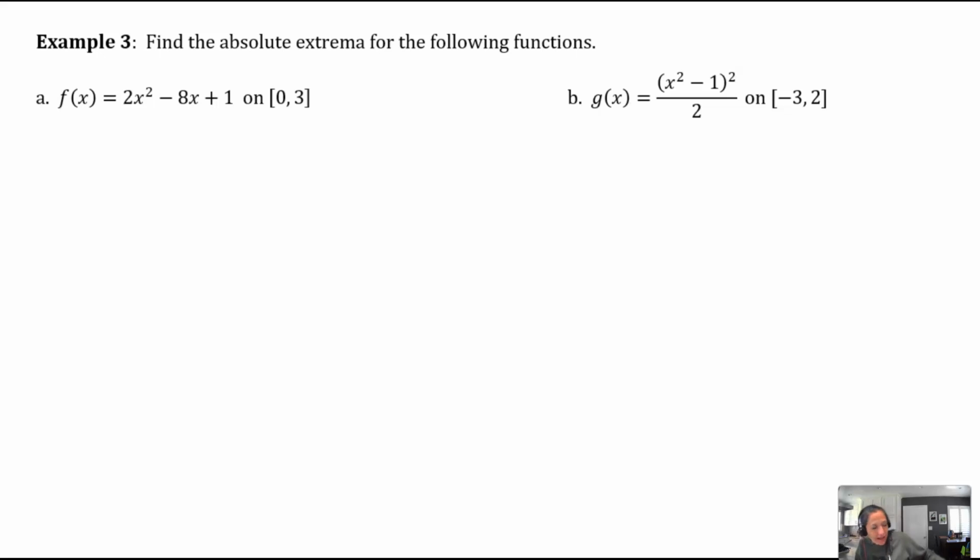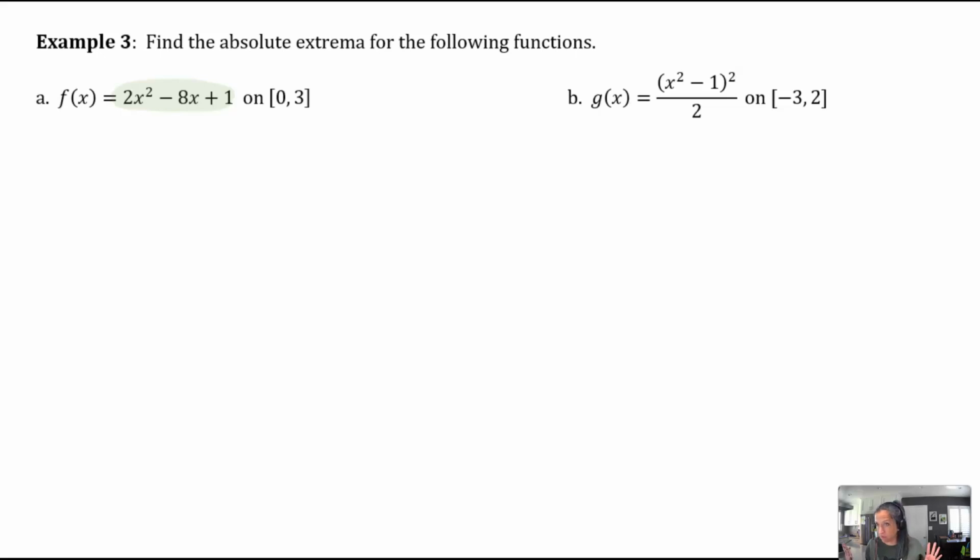All right, let's put this candidates test to the test. So first things first, we need critical values, endpoints. We should verify that we have the conditions met to even consider the extreme value theorem. We can see for A, we've got a quadratic, which is great.